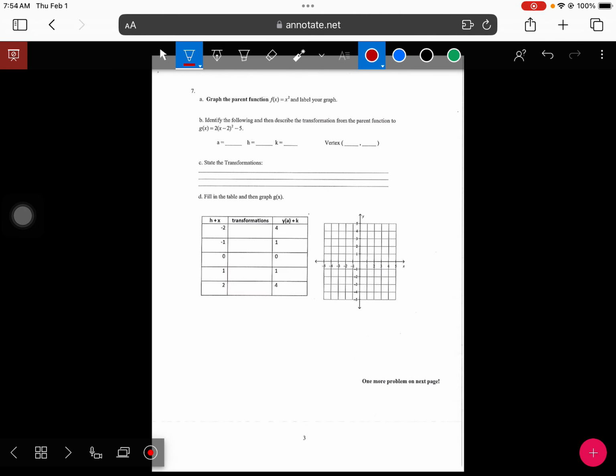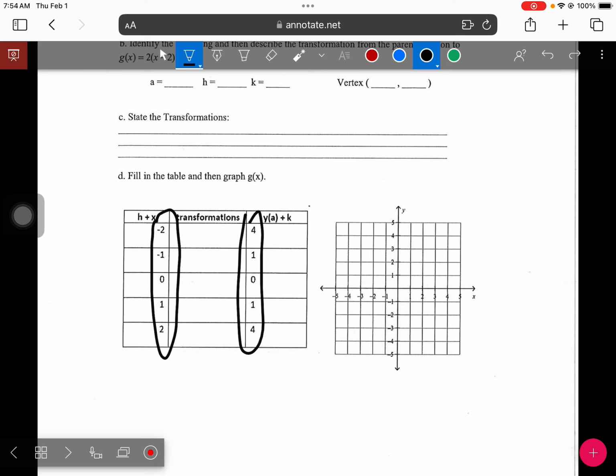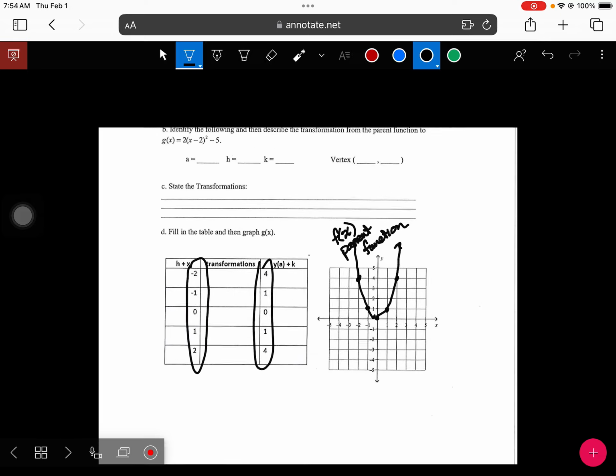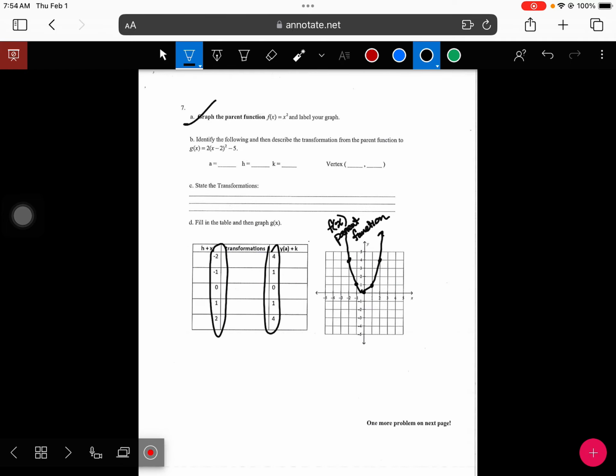All right. Parent function. Need to graph it. Here's your x values, here's your y. We can do this pretty quickly. After a while, you just know: 0, 0, 1, 1, negative 1, 1, 2, 4, and negative 2, 4. That's the parent function. I need to label it f of x, parent function. All right, so we got that one done.